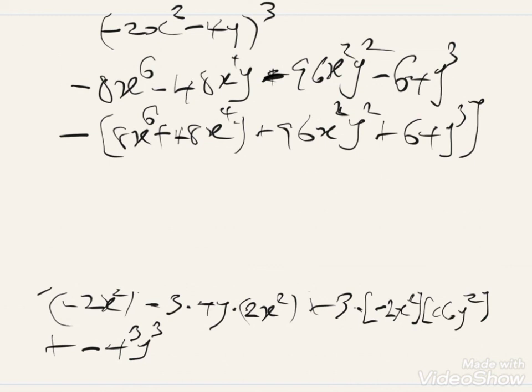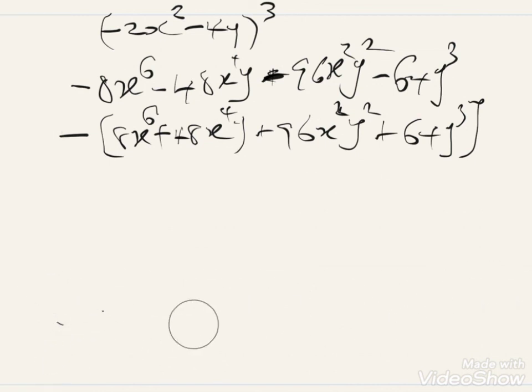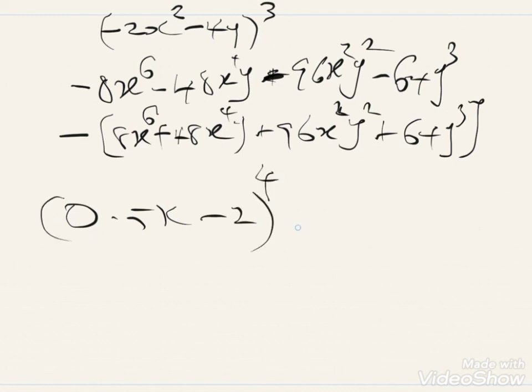Please, I want you to do this on your own. In my next video, I will still solve it, okay? So do this. Find the binomial expansion of (0.5x minus 2) all raised to the power 4. Please, using binomial formula, okay? All right, there are other formulae that I will still apply, combinatorics, Pascal's triangle, okay, in my other videos.